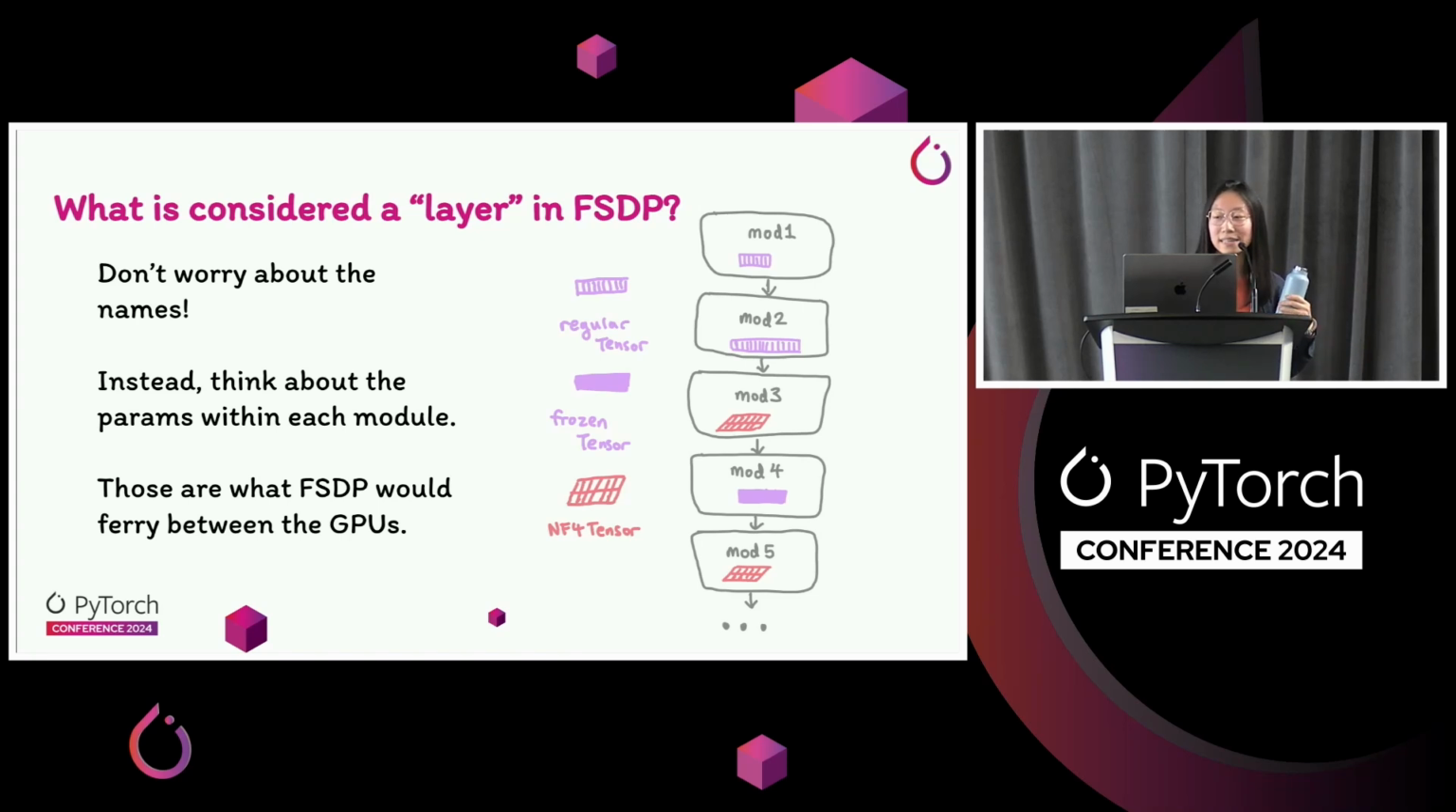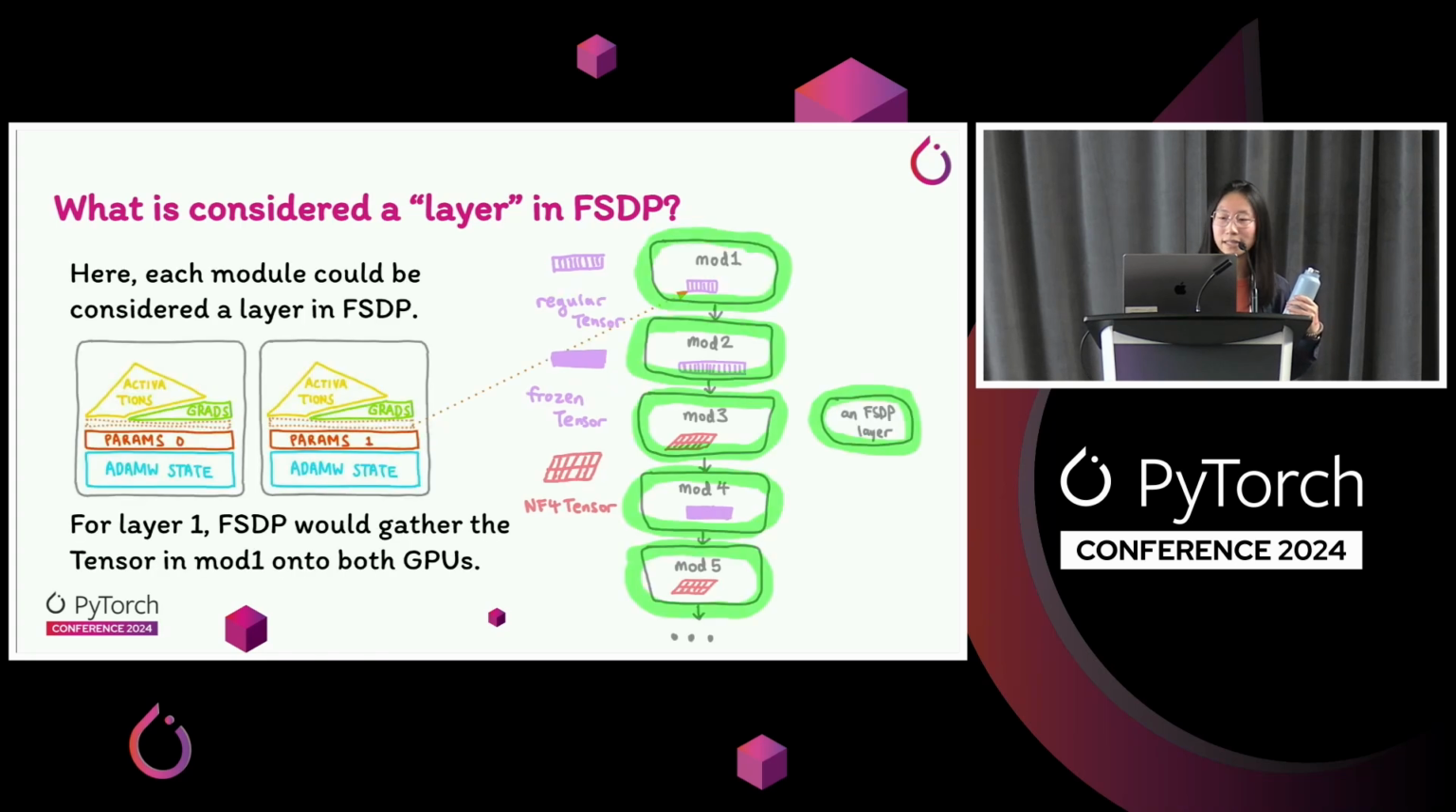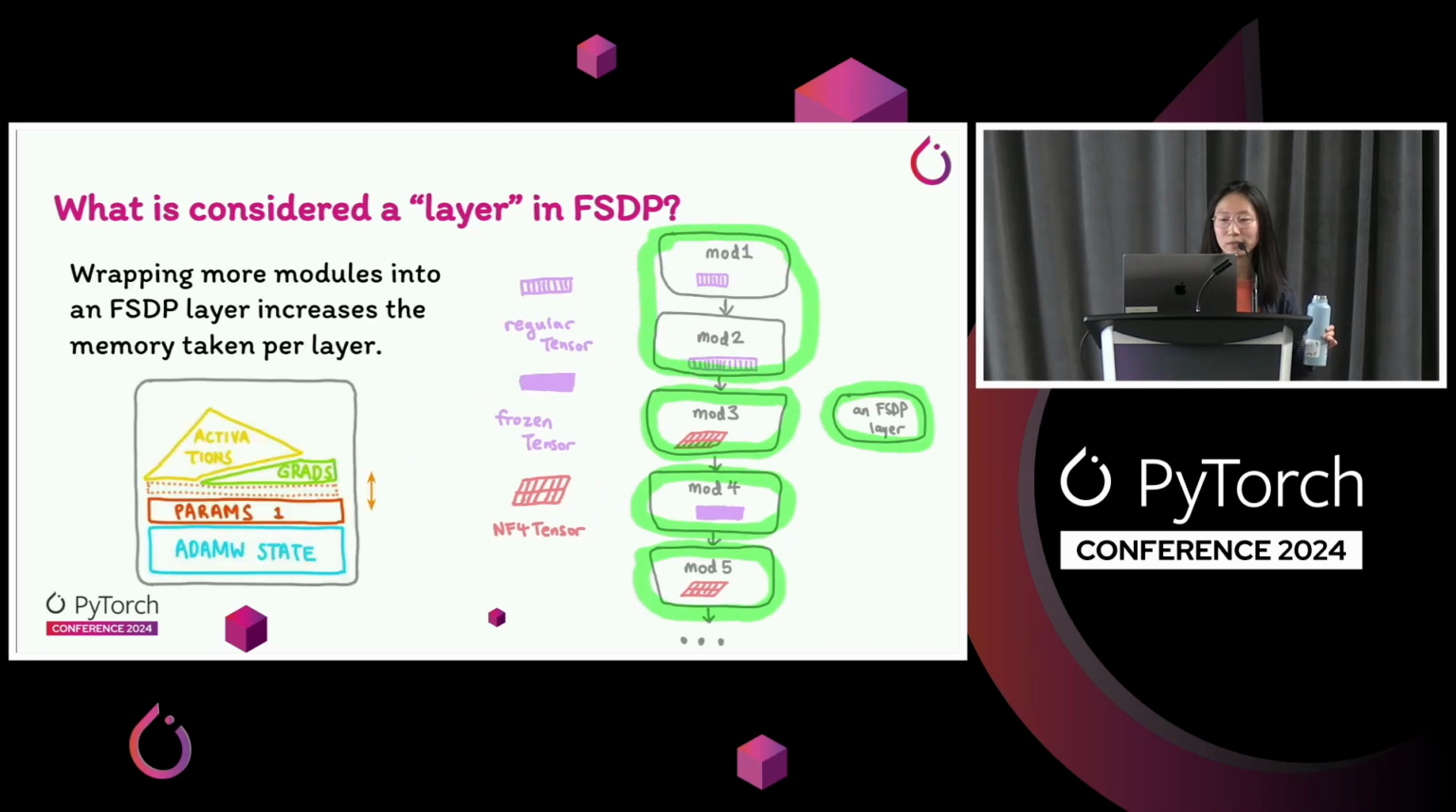And the reason this is what we care about is because this is what FSDP would care about. Because if you imagine wrapping every module as one layer, how FSDP would do this is, when it's computing layer 1, it would pause and be like, okay, I'm running mod 1, I have half of that purple tensor, give me the other half. And in this case, that little orange sliver is going to be the purple tensor from mod 1. You could go further. You could wrap more modules together as an FSDP layer.